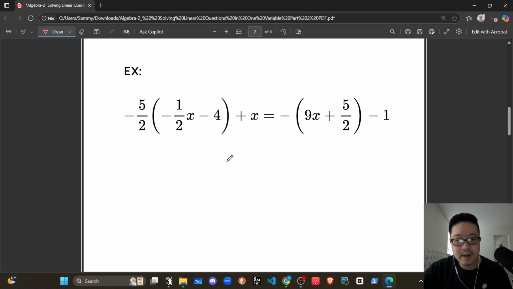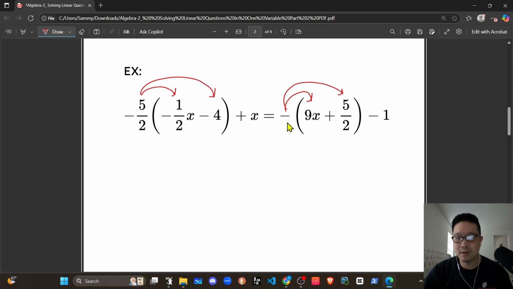Let's move on to our second example. Here we have negative 5 over 2 times the quantity of negative 1/2 x minus 4 plus x equals negative 1 times the quantity of 9x plus 5 over 2 minus 1. So again, what we want to do is multiply both sides of the equation by the LCD of the fractions involved. But before we do that, we can actually simplify, right? So we can use the distributive property to simplify both sides. Here, the negative just means there's a negative 1 there. So there's a negative 1 multiplying the quantity of 9x plus 5 over 2.